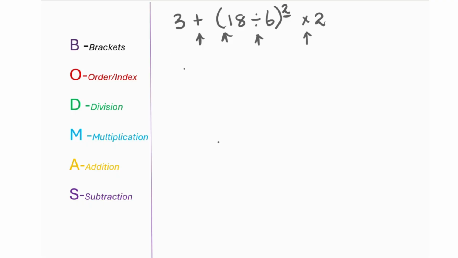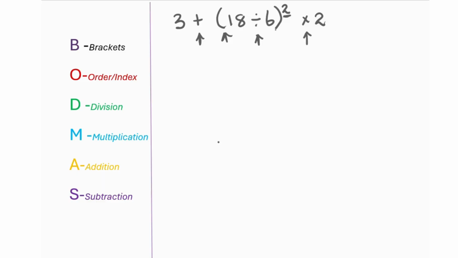So this is an abbreviation of brackets, order or index, division, multiplication, addition, subtraction. So this gives us the order of our operations. This means we're starting from here going down. From this question we can see that we have brackets, so that means that we are supposed to solve whatever we have inside our brackets.